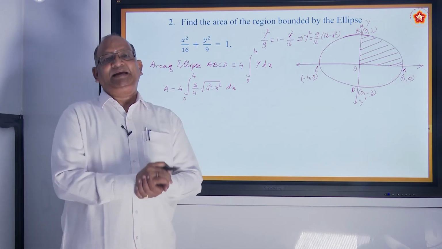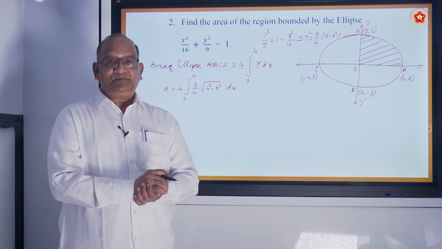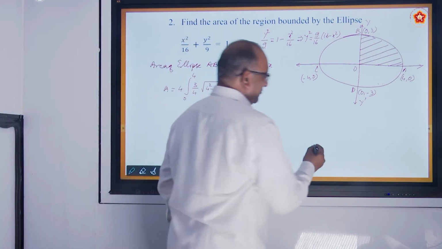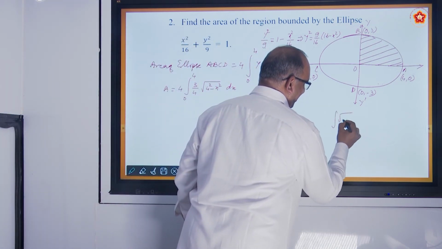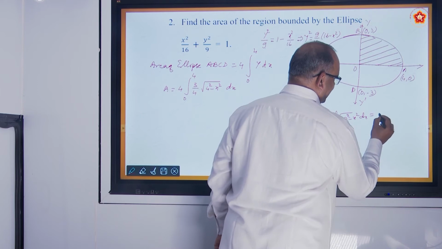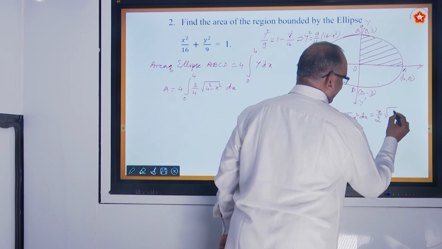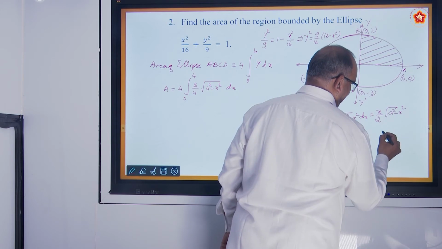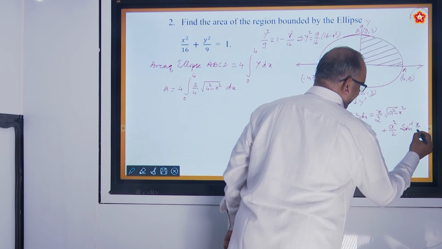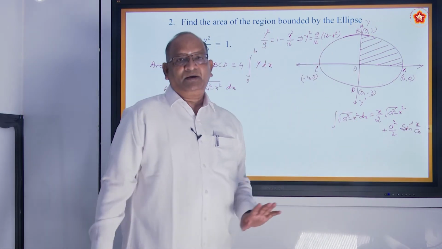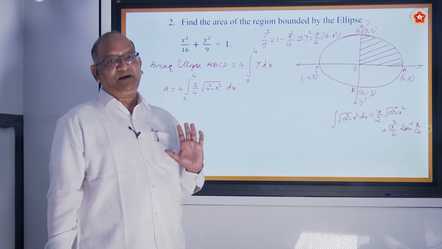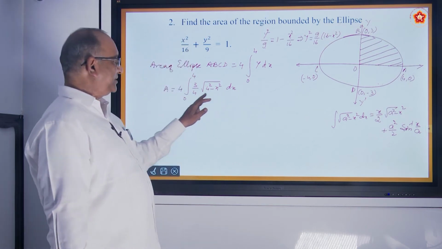We learned many formulae in integration, but in this particular chapter, very frequently you come across this formula. What is the formula? Integration of under root of a square minus x square dx is equal to x by 2 under root of a square minus x square plus a square by 2 sine inverse x by a. This formula we will be using in solving many problems. So please keep this particular formula in mind. For example, here we are using that.